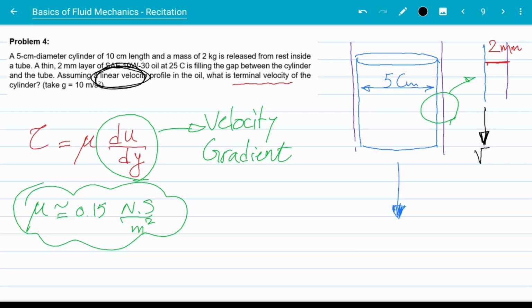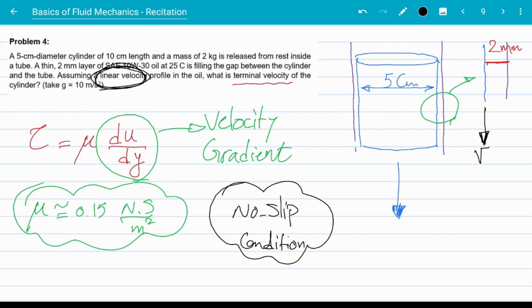So what does that mean? I'm going to use a very useful assumption that is valid for all Newtonian fluids and even most of the non-Newtonian fluids. And that is no slip condition. Now, what no slip condition means is that fluid particles adjacent to a solid surface have the same velocity as the solid surface. For example, here, the tube is stationary, so all the flow particles next to the tube are stationary. The cylinder, on the other hand, is falling down with the velocity V. So every fluid particle adjacent to that falling cylinder has the velocity V.